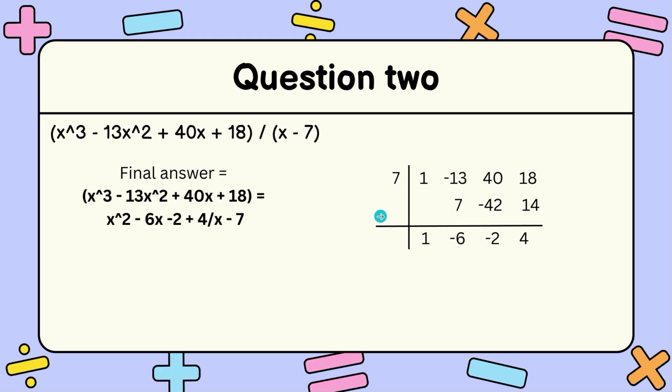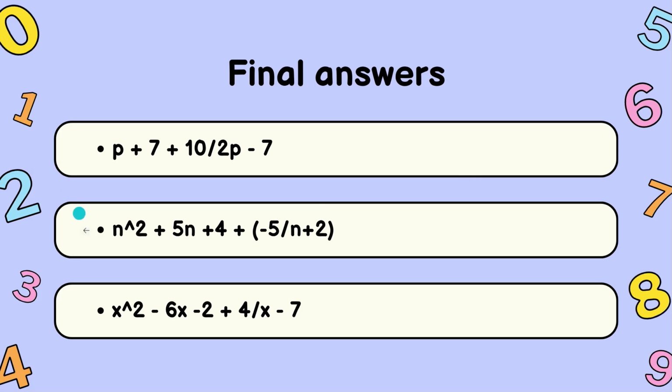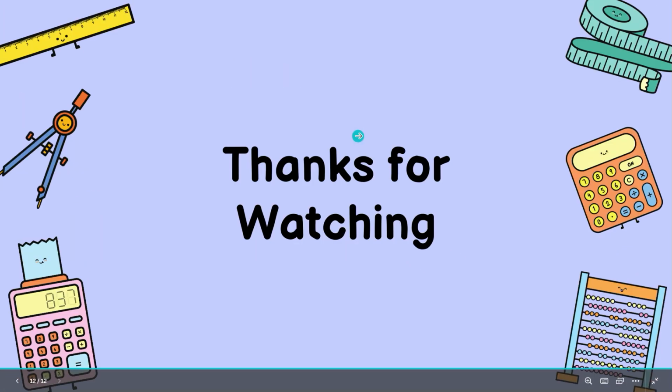And then 7 times negative 2 should be a negative 14. I didn't add the sign. But 18 minus 14 is 4. And then again, we'll plug it in. We have 1x squared, not cubed, negative 6x instead of x squared, minus 2, plus our remainder, which is 4, divided by our divisor, which is x minus 7. These are our final answers, and thank you for watching.